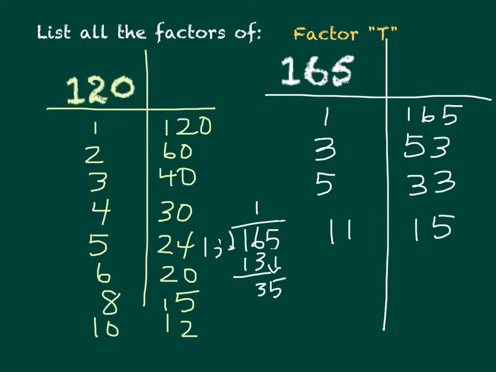So that leaves me only the number 14 to check. If I try 14, again I'm going to see it goes into 16 one time. I'm going to get 25, and that's not going to work. So I can stop there. 11 and 15 are going to be my last factors for the number 165.